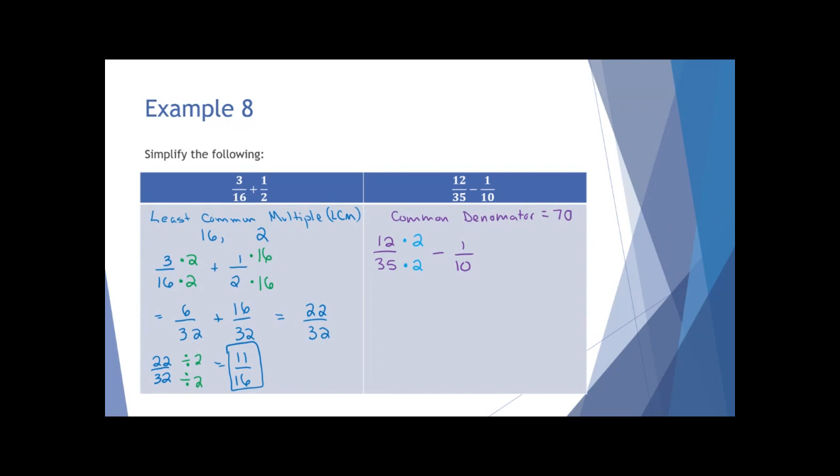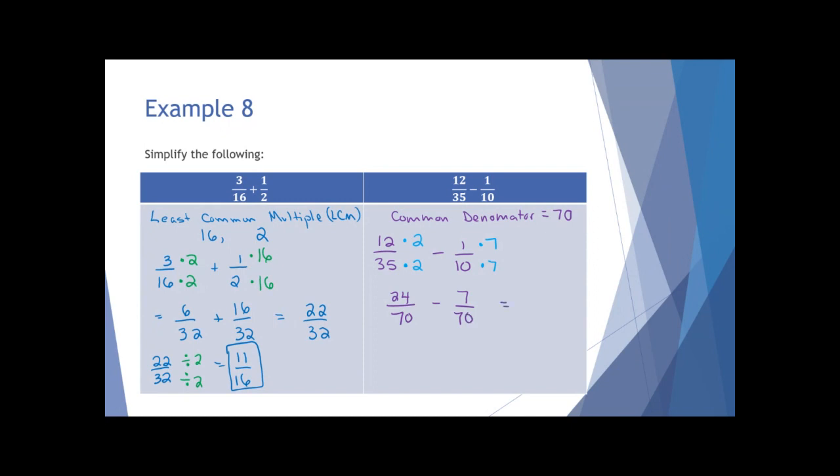Yeah, it's so easy to get confused and accidentally do the opposite. So math is all about the details. You really got to pay attention to those details. And then 10 to get to 70, we need to multiply that by 7. So I need to do that on the top and the bottom. So 12 times 2, 24 over 70, and 7 over 70.